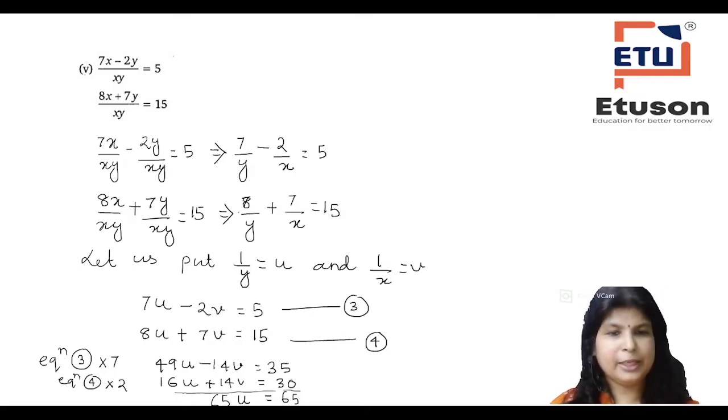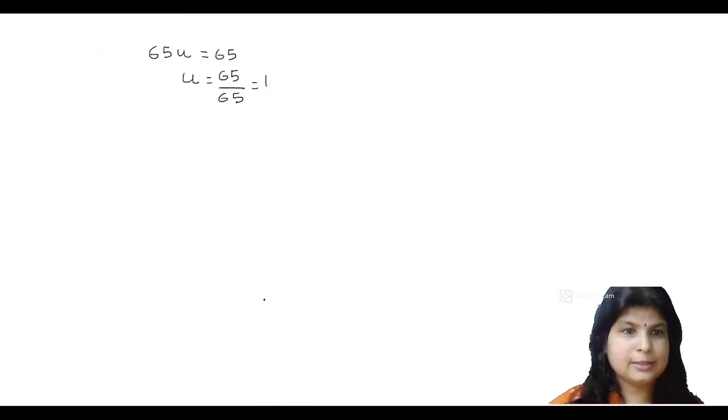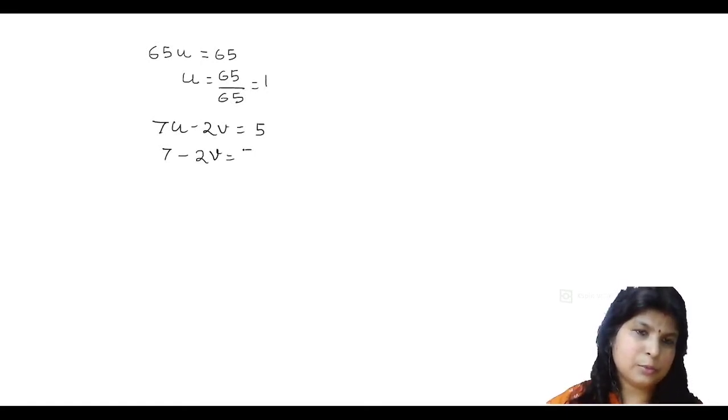So I will put it in the third equation, that is 7u minus 2v is equal to 5. So just put u is equal to 1. You will get 7 minus 2v is equal to 5.